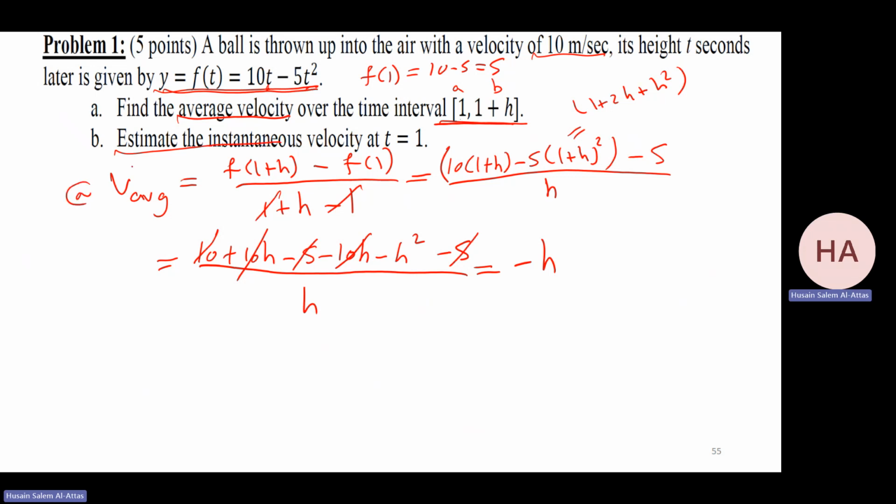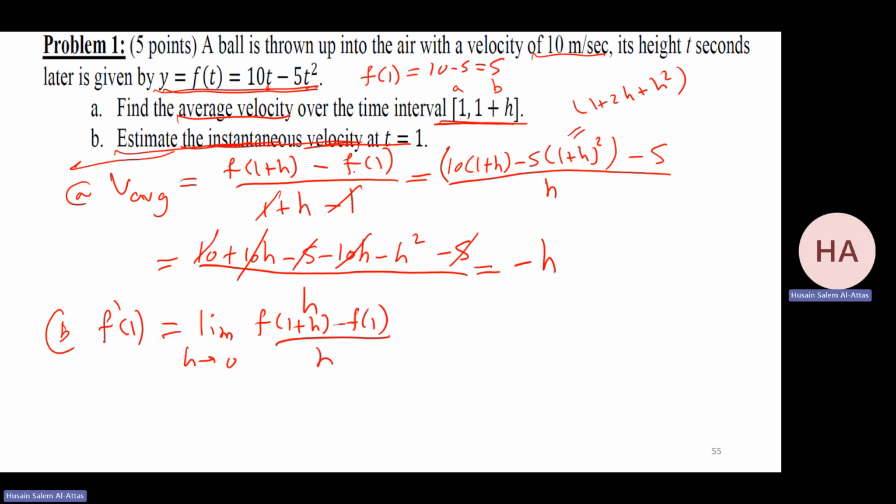What is the second question? This is A. Estimate the instantaneous velocity at t equal 1. Not estimate, find it. We'll find it. Instantaneous velocity means what? I need f prime at 1, which I can do in two ways. Limit h goes to 0 of this expression, f of 1 plus h minus f of 1 over h, which I already did in this one. This will be the instantaneous velocity.